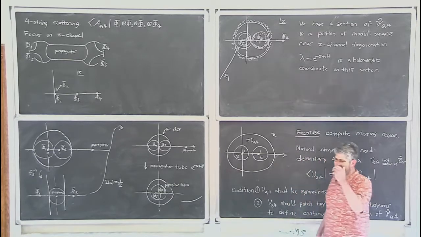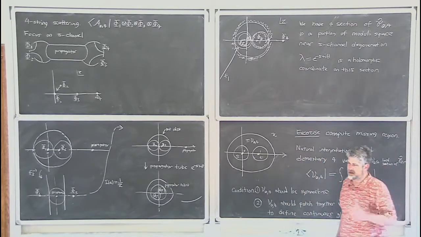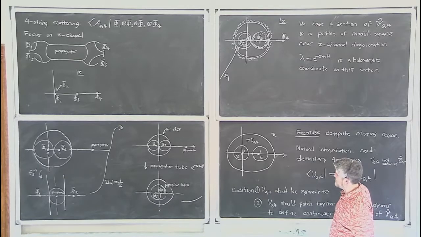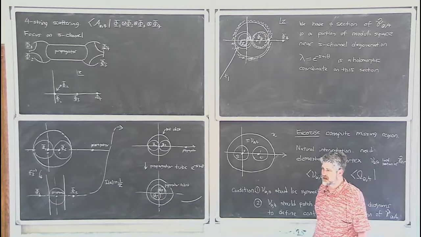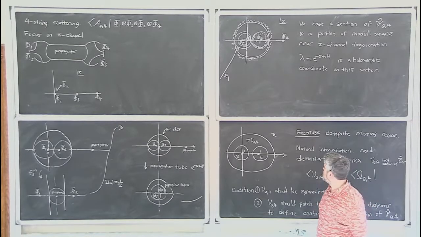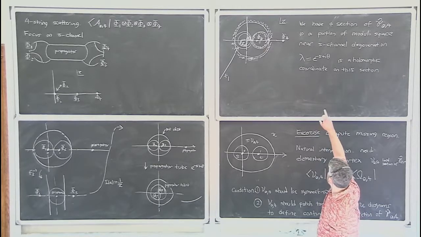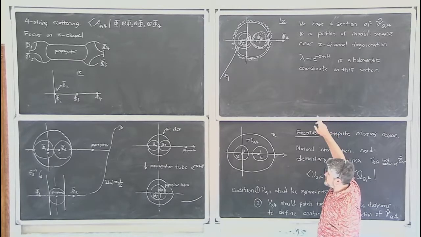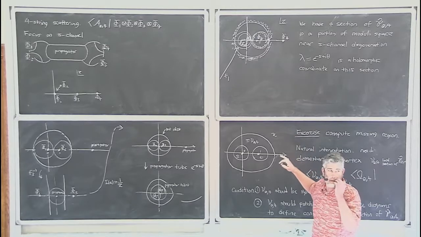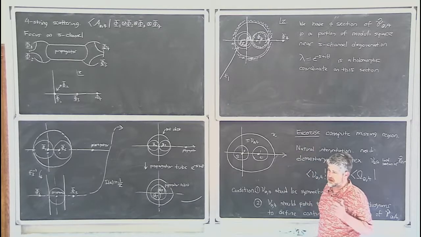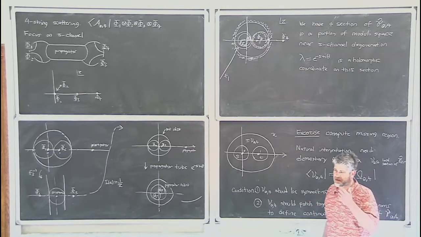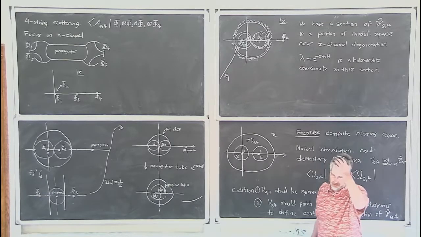That's all the information on the section dropout, because the lambda cannot drop out. Lambda is the coordinate of the section, it cannot drop out. Lambda is a coordinate on the moduli space, and it also defines a coordinate on the section.